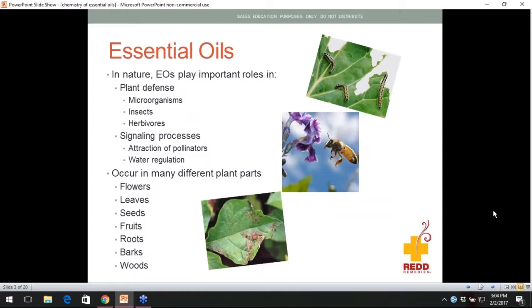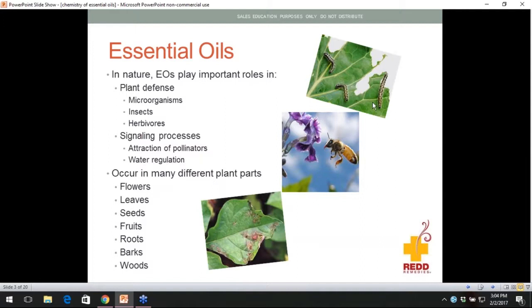So in nature, plants make essential oils for a reason, and they are really important to the plant, particularly in defense. If a plant is attacked by a microorganism, like we have down here, this is blight on a potato plant, or by insects like caterpillars, they will release these essential oils in response to try to kill the microorganisms, or to try to make their leaves taste not so good to the caterpillar, or to make the insects sick.